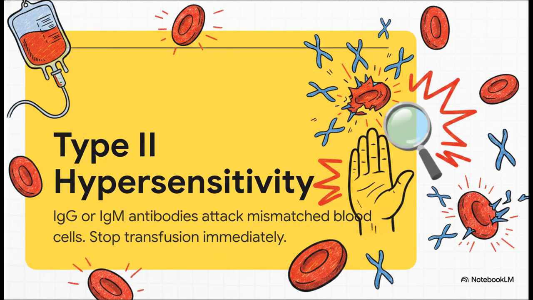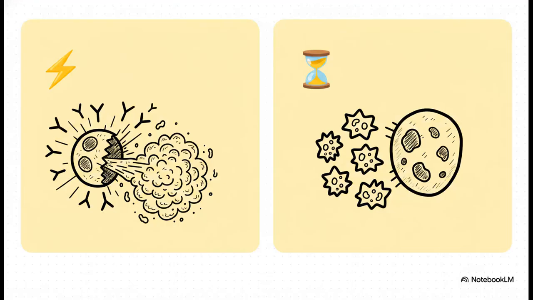The answer is a hemolytic transfusion reaction. For your boards, you've got to know that this is a type 2 immediate hypersensitivity reaction. The patient's own IgG or IgM antibodies are actively, immediately attacking those mismatched donor blood cells. And the very first protocol-driven step the surgical team must take: you stop the transfusion immediately to save the patient's life. No hesitations.